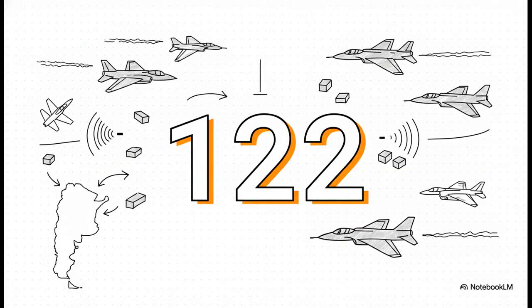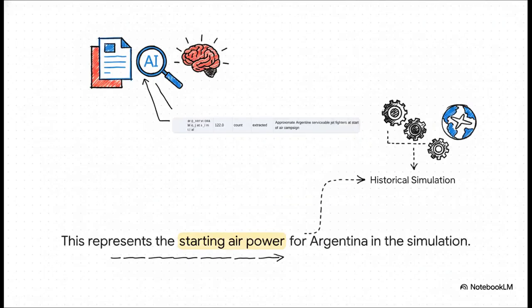Okay, so what about the other side? The simulator looks for Argentina's starting strength, and it finds this: 122 combat-ready jets at the start of the war. And yep, here's the proof again. The AI finds this exact figure in the document, and that becomes another crucial starting point for the simulation. It's literally pulling the words off the page and turning them into code.